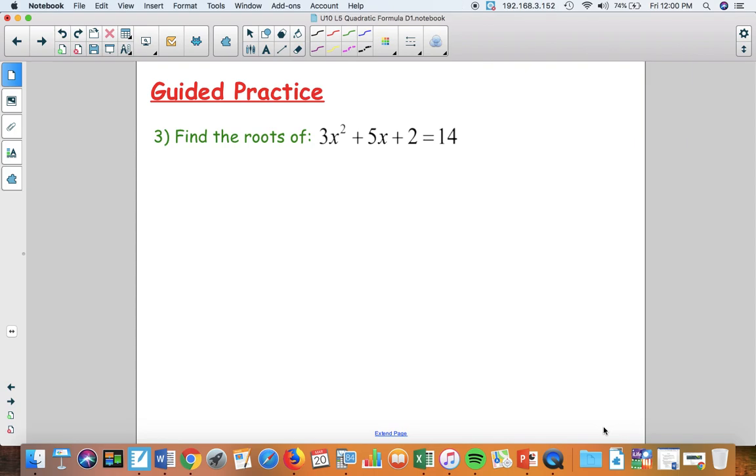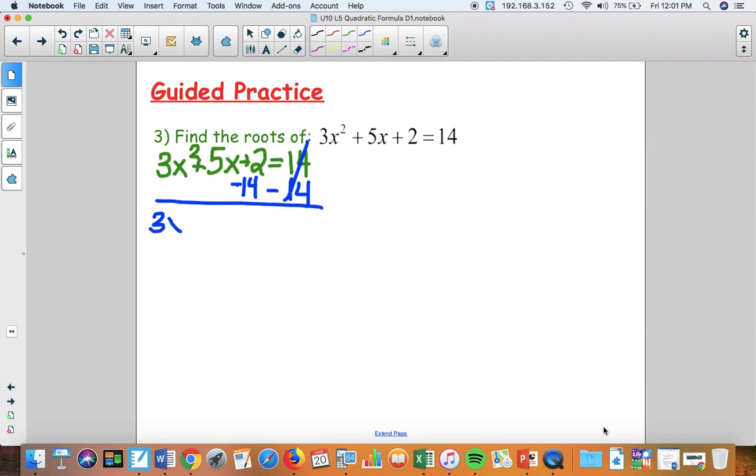So it says, find the roots of 3x squared plus 5x plus 2 equals 14. All right, so first things first, we need to get it equal to 0, so we have to subtract 14 on both sides. Now, since 14 is a number, we're going to subtract it from the 2 because there's no variable attached to it. So we have 3x squared plus 5x. 2 minus 14 is a -12.